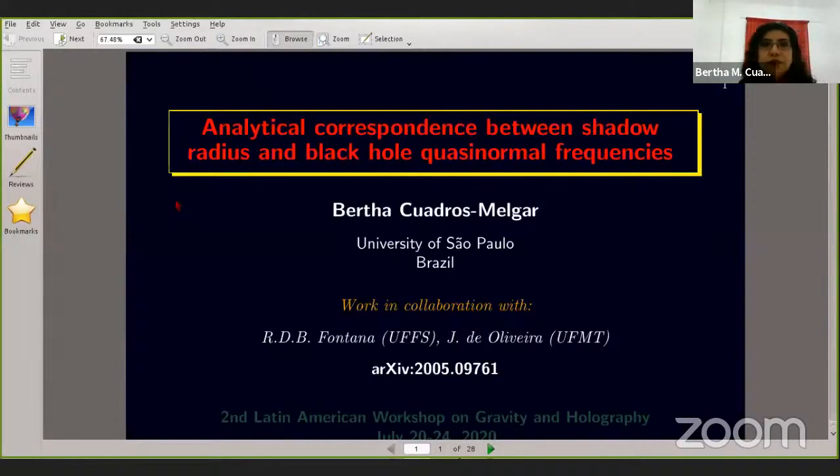And so the idea of this work is to establish a correspondence between the shadow of a black hole and the quasi-normal frequencies corresponding to some kind of perturbation of this same black hole.